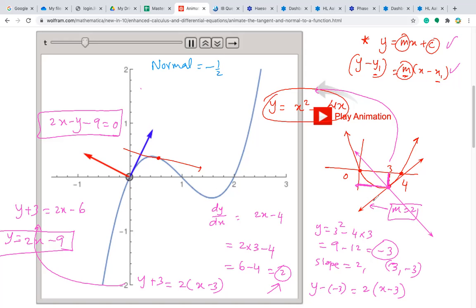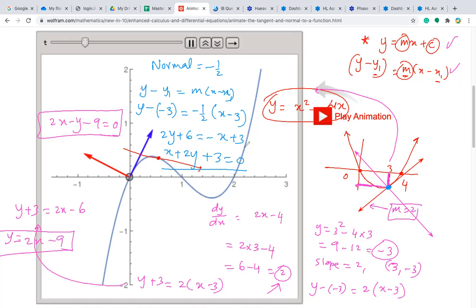You could do the same thing because the normal also passes through the same point. You could use y minus y1 equals m(x minus x1). I take the point, so y minus (-3) equals -1/2 (x minus 3). If you cross multiply and open the bracket, you get 2y plus 6 equals -x plus 3. So the equation is x plus 2y plus 3 equals 0. This is how you find the equation of the tangent or normal to a given curve.